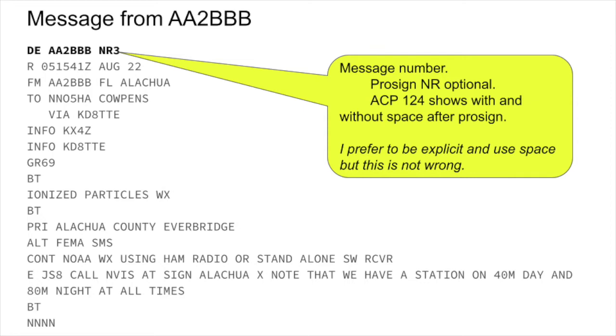There are examples in ACP 124 where this is defined that show both a space and no space between the # for number and the message number itself. I prefer to be explicit, so I put the # NR in place, and I also like to put a space between that and the message number. As it's written, it's not wrong, so I'm not going to make any changes here.